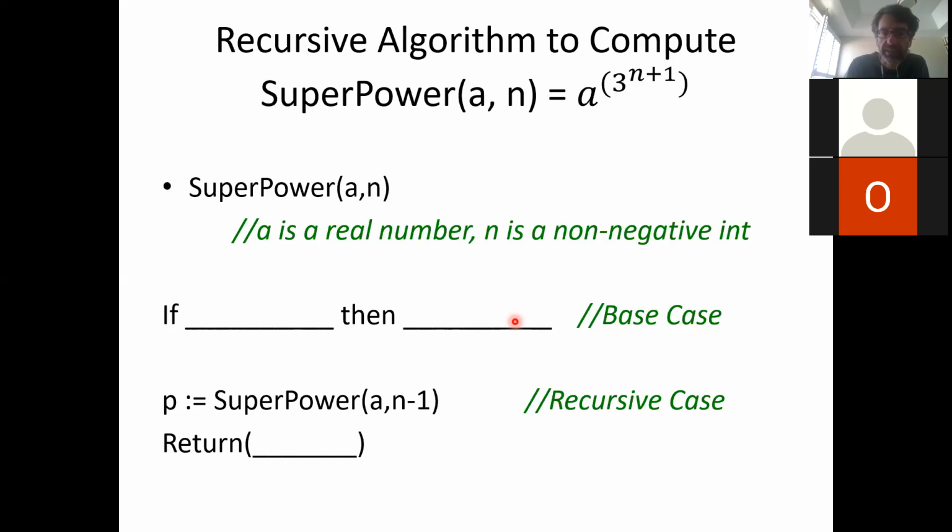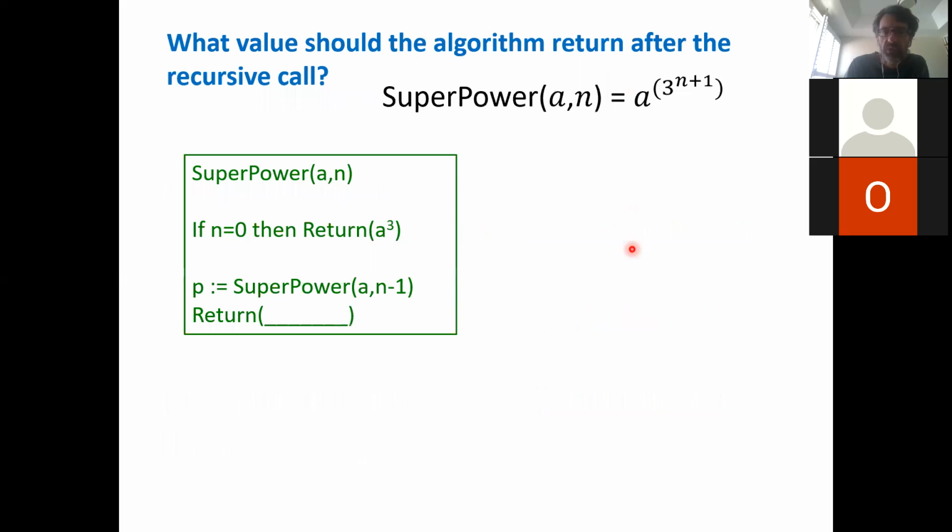And now the recursive case: if I can compute this super power at one less integer, how would I compute this? So here's my base case, and what about the recursive case? Imagine that this call computed this formula correctly. So it computed a to the 3 to the n. How would I compute a to the 3 to the n plus 1 given a to the 3 to the n?